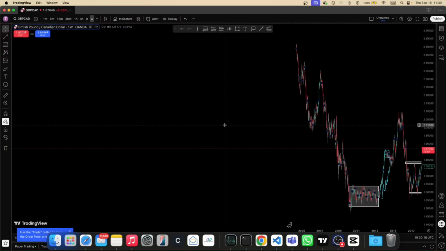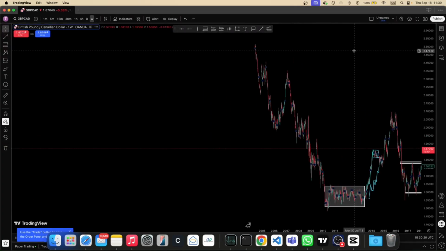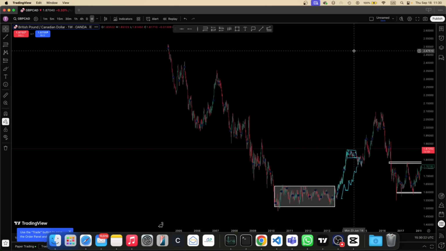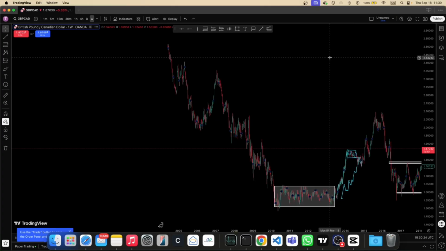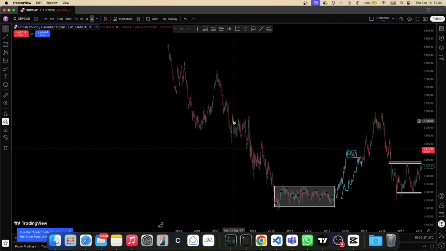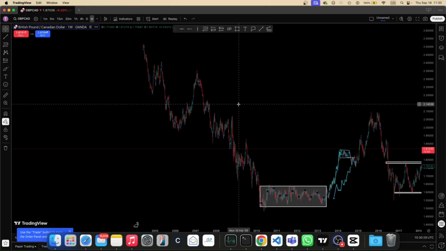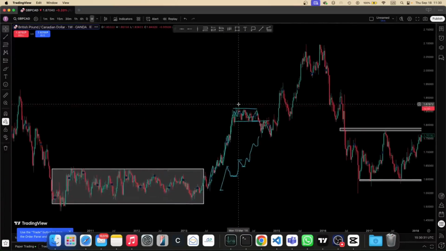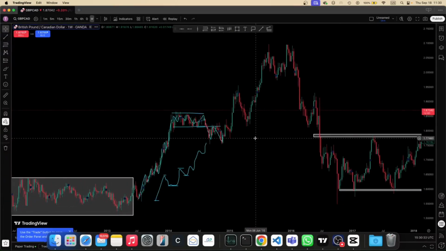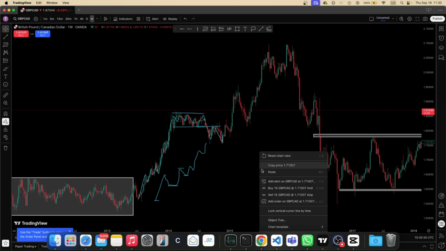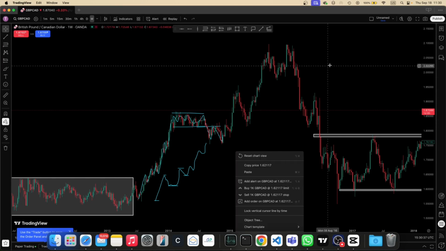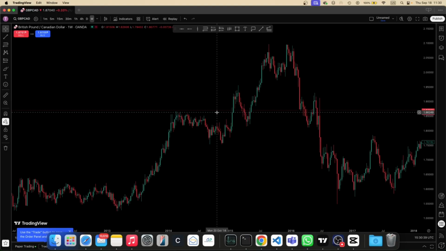The next part is something called support becomes resistance and resistance becomes support. What I mean by that is, I can show you an example here in this one.